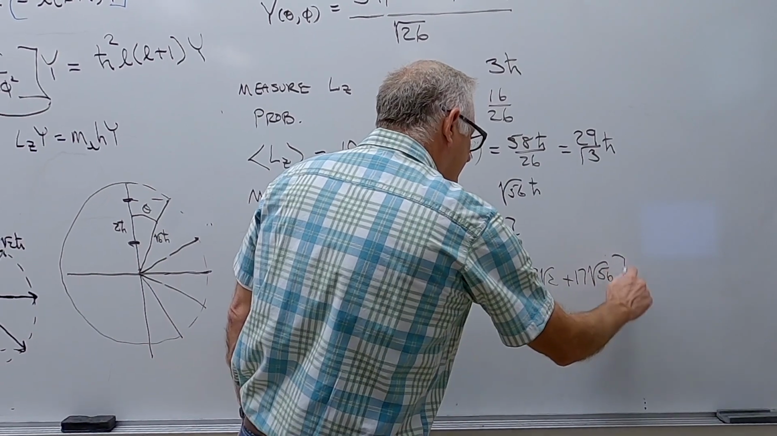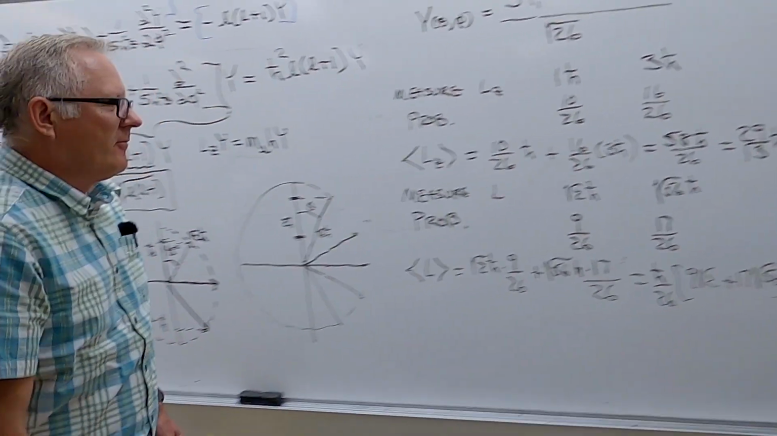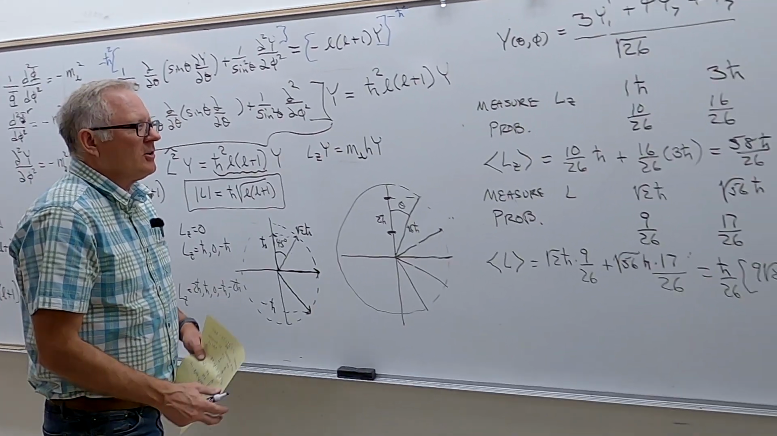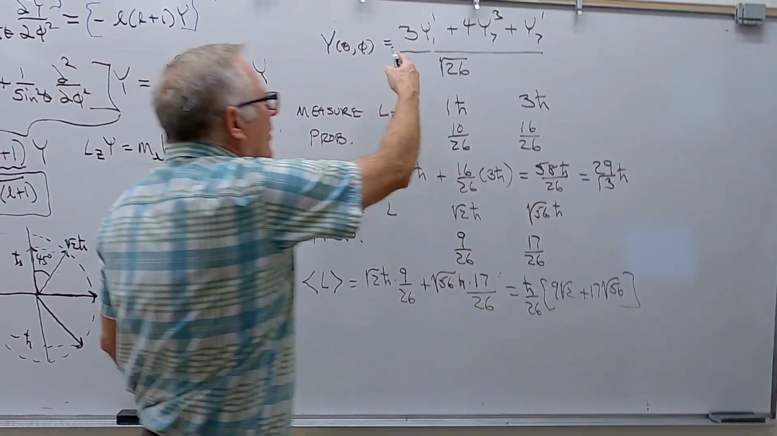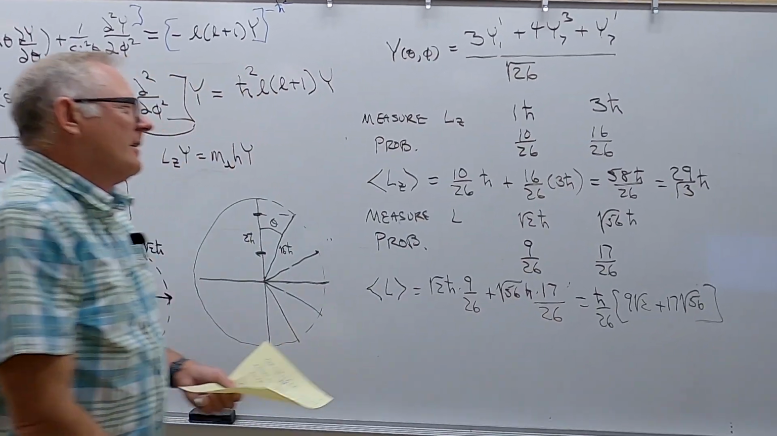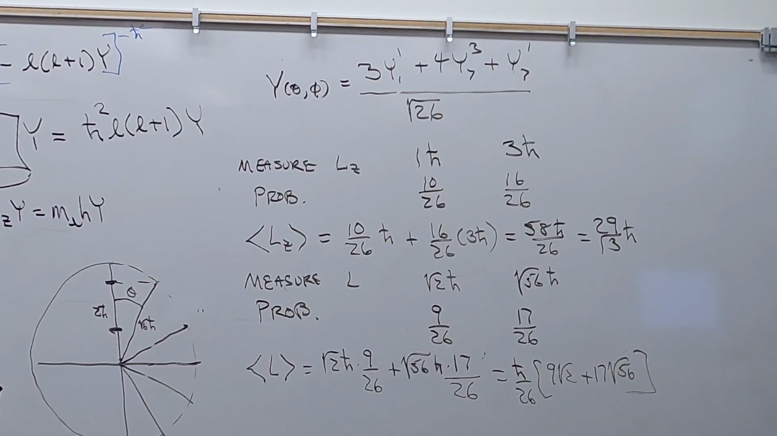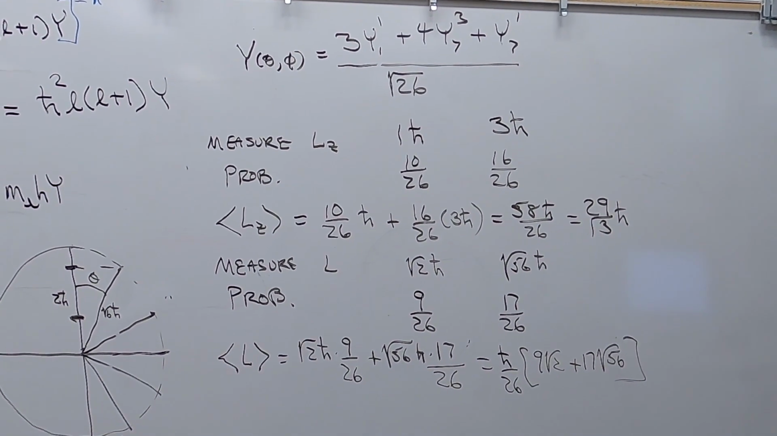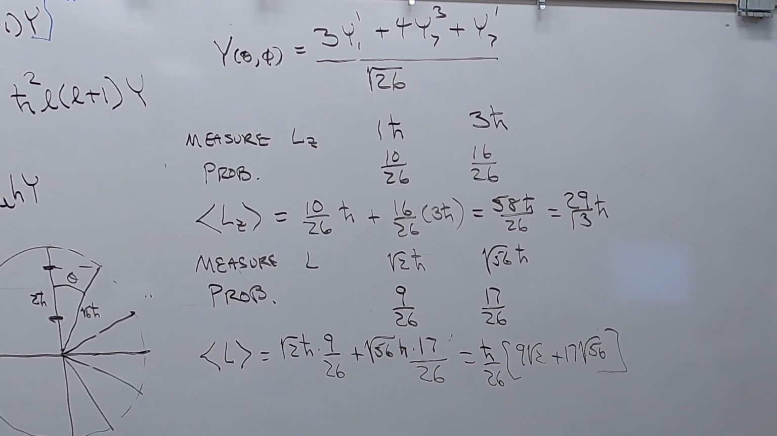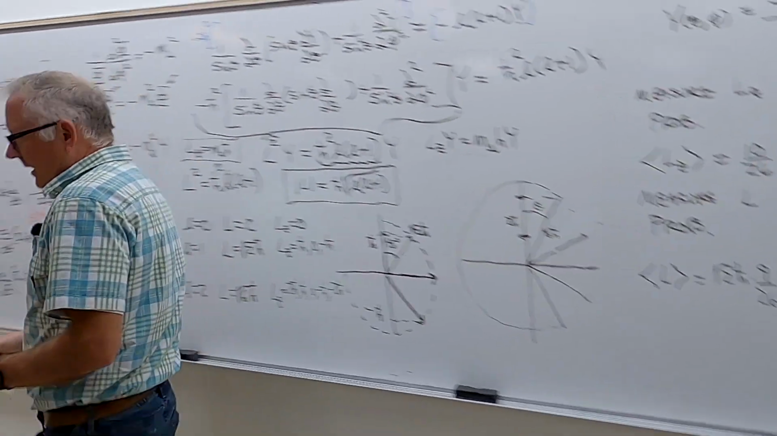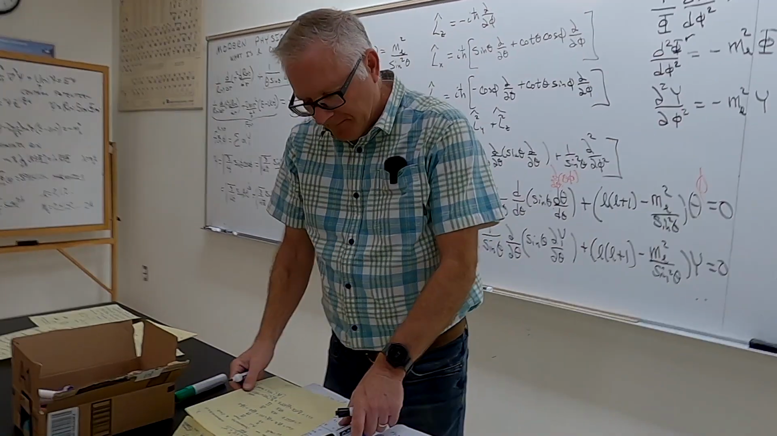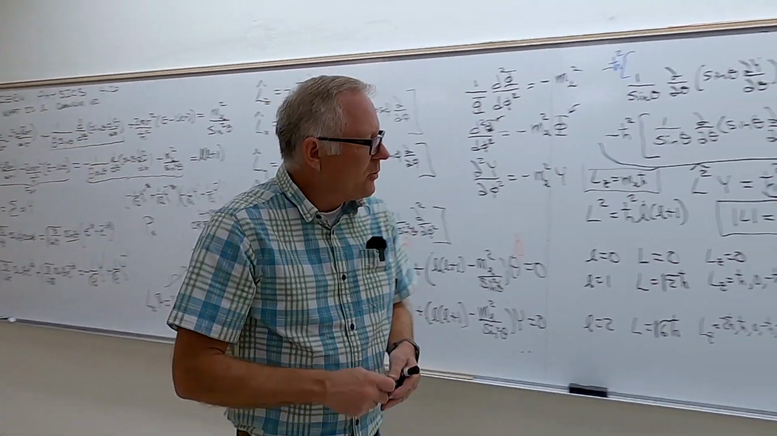Whatever that is, that would be the average you get for L right there. When you put them in this form, it's really easy to find the averages, the expectations, and so on. Okay, last thing.